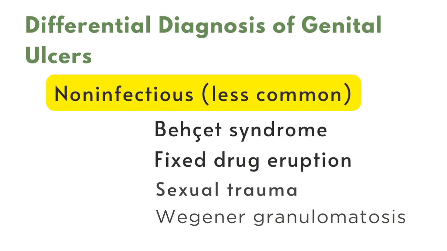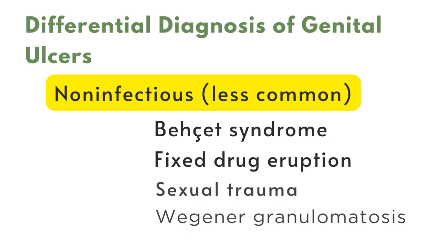So let's first discuss non-infectious causes. Non-infectious causes are less common but still significant. Here are some key ones to consider. Number 1. Behçet syndrome. Behçet syndrome is a systemic inflammatory disorder causing oral and genital ulcers along with other symptoms like eye inflammations and different other painful conditions.